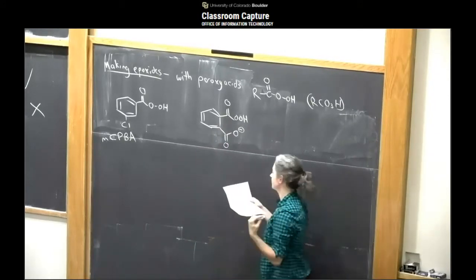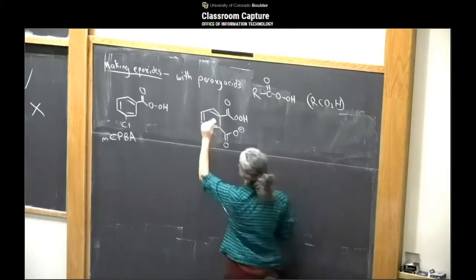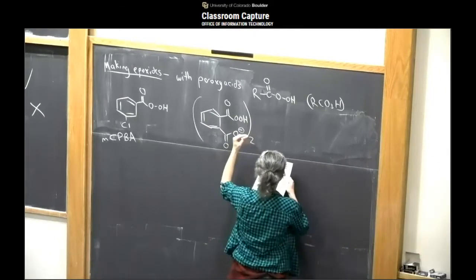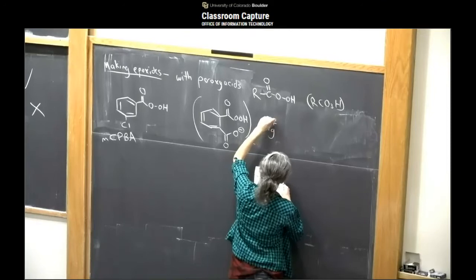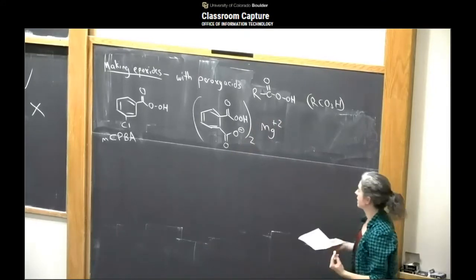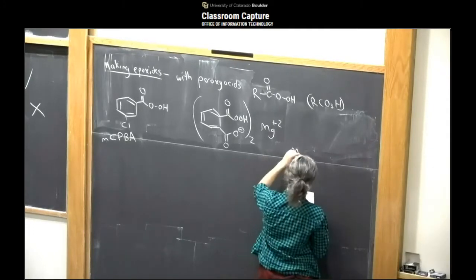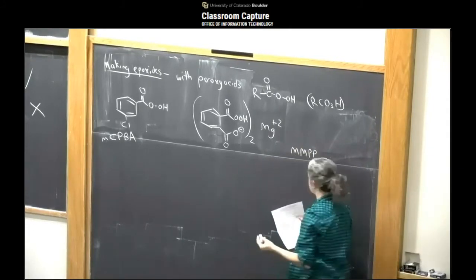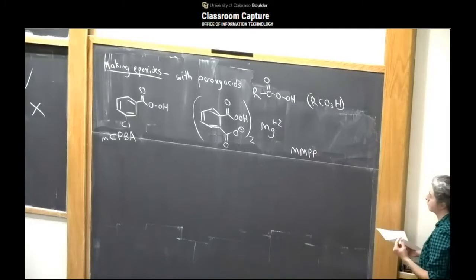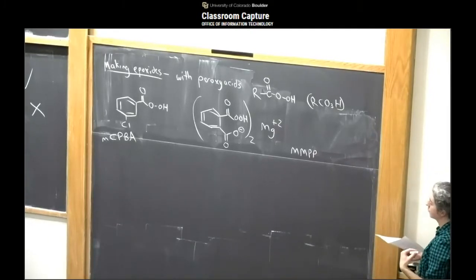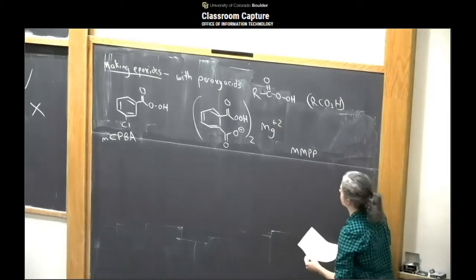Where it's got a negative charge on there, and then there's actually two of this thing with a magnesium +2 counterion. This is MMPP. And I think that's magnesium monoperoxyphthalate, I want to say. But again, the name's not super important.